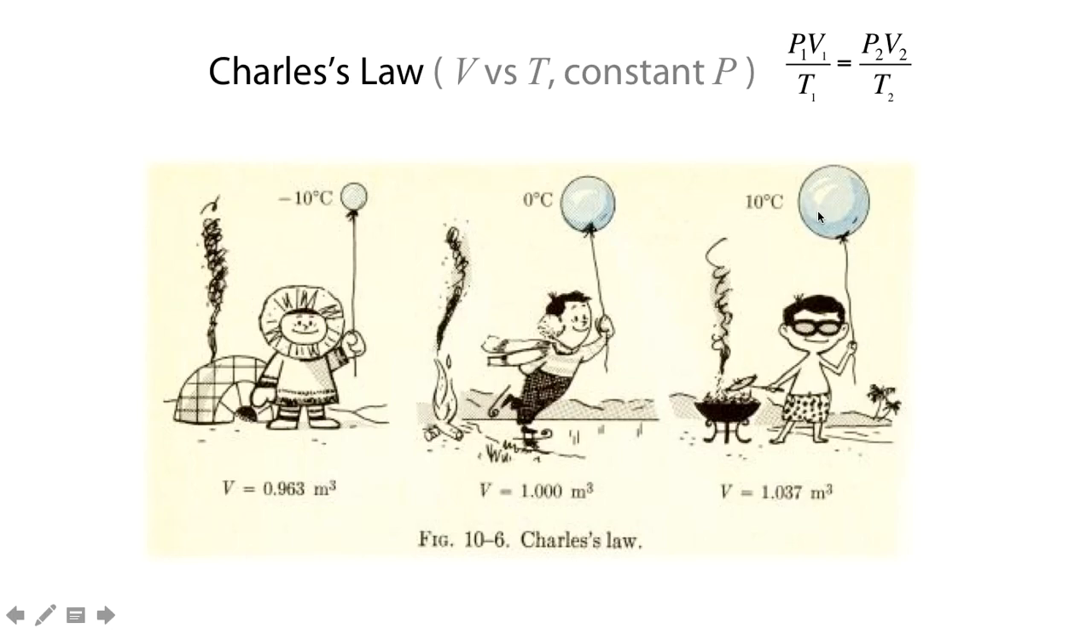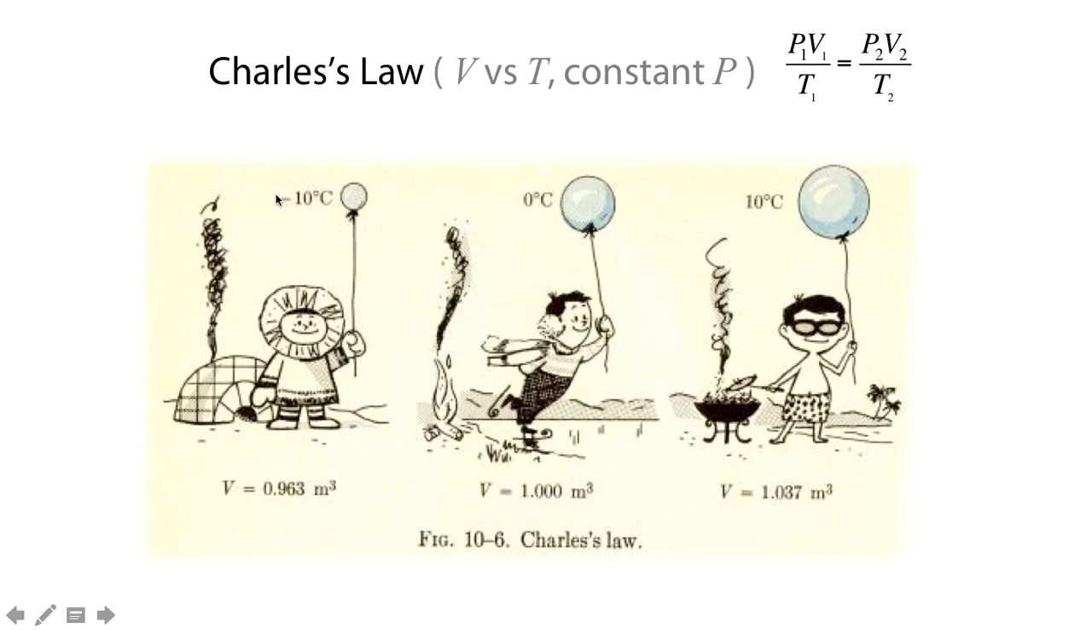temperature means that the velocity of the particles is greater, which means it exerts a greater force on its surroundings, which means a greater pressure, which means it expands. So minus 10, 0, 10 degrees. Volume goes up. So it's a 1 meter cube volume here, less than there, more than there.